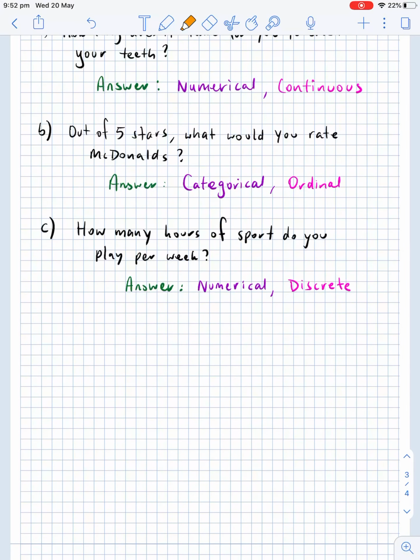Question C, how many hours of sport do you play per week? When we're figuring out the number of hours of sport, you would definitely count them up in your head. Counting is definitely numerical, and discrete data is when you are counting, using whole numbers only. You could decide to say 3.5 hours, but you would never measure it. You would never get a stopwatch out and determine how many hours of sport you play per week, because you're not going to measure that sort of thing. You're going to be counting it in your head. It could be 4, it could be 4.5, it could be 5, but it's about counting, so it's going to be definitely discrete.